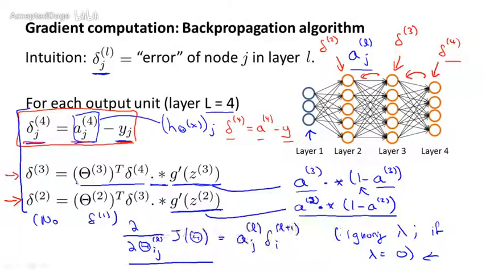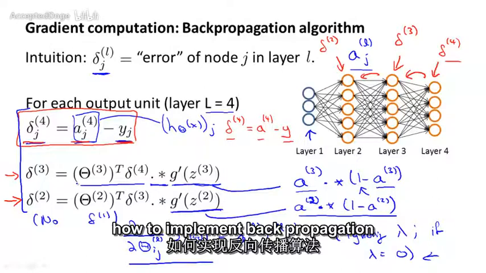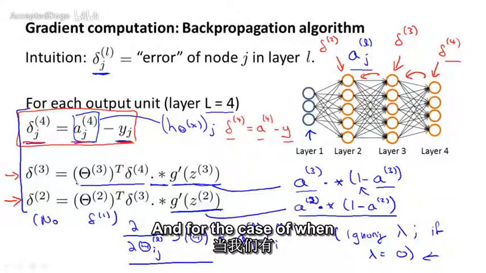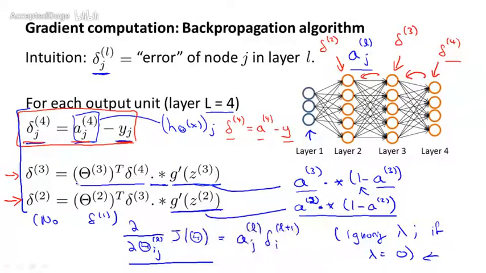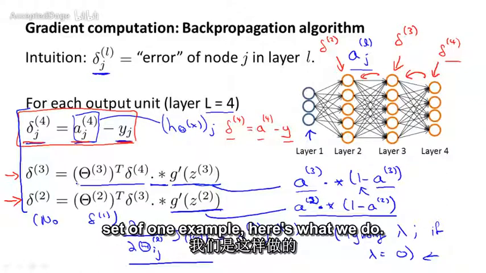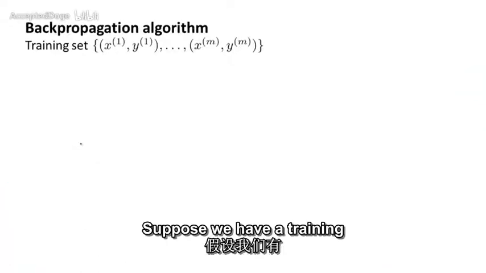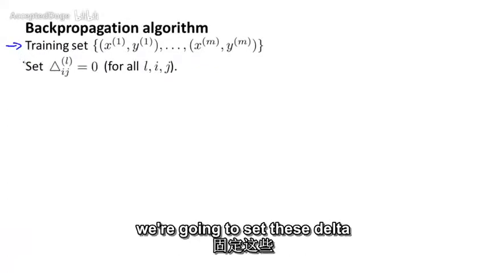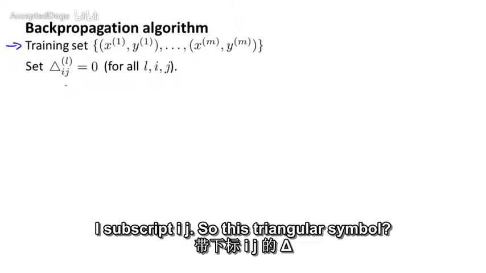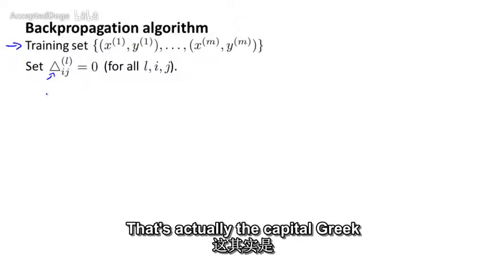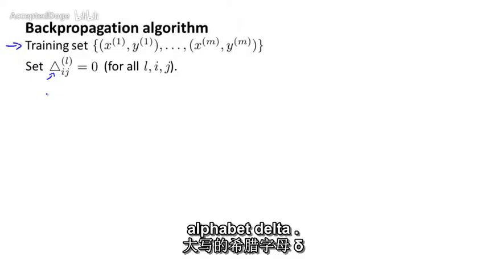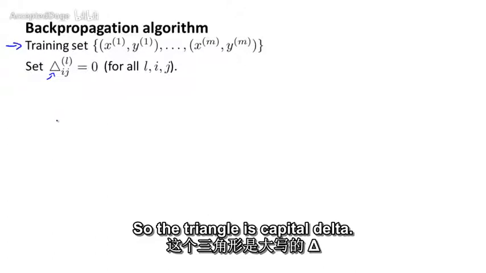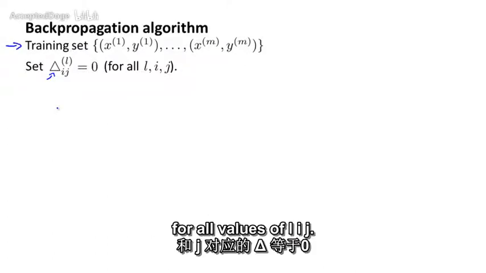So this is a lot of detail. Let's put everything together to talk about how to implement backpropagation to compute derivatives with respect to your parameters, for the case of a large training set, not just a training set of one example. Suppose we have a training set of m examples like that shown here. The first thing we're going to do is set these capital delta L subscript ij. This triangle symbol is the capital Greek letter delta; the symbol we had on the previous slide was the lowercase delta. We're going to set this equal to 0 for all values of L, i, j.